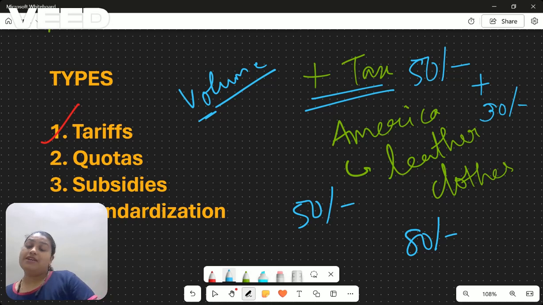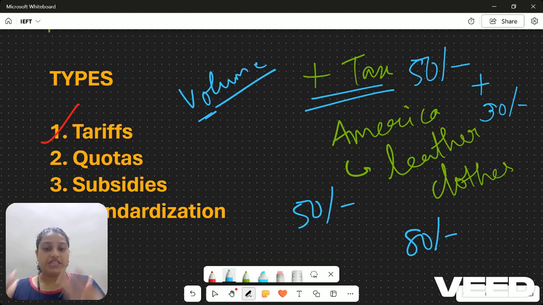So what people will do, they will get higher quantities of such goods from the foreign countries, they will bring it here and here they will sell. So at that time again foreign trade is happening. So to avoid such a situation, quotas are used.